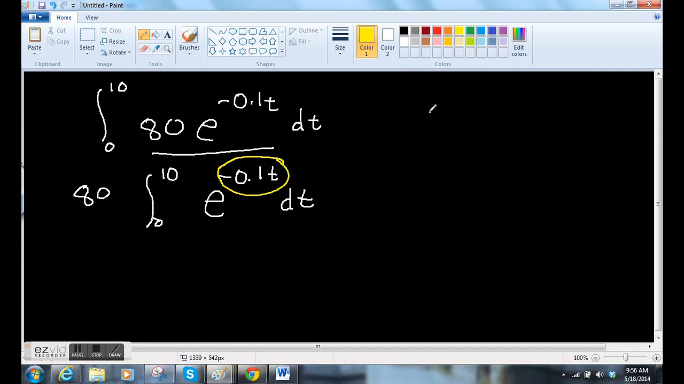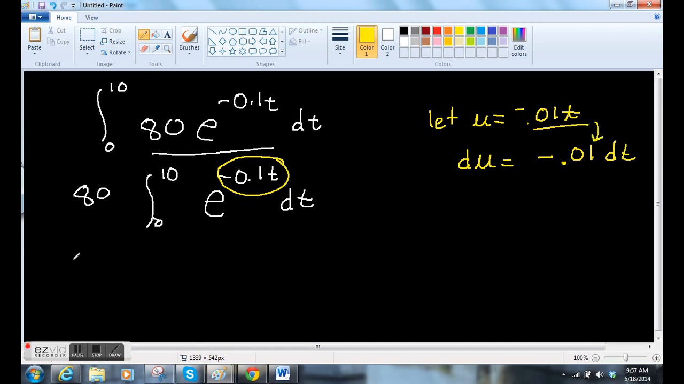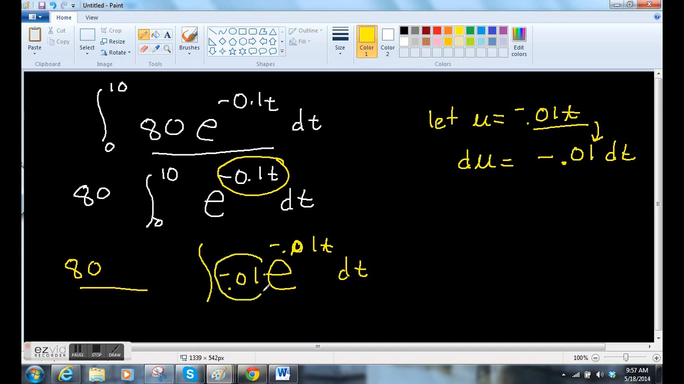So we're going to use our u substitution. Let u equal negative 0.1 t, and then du, the derivative, is negative 0.1 dt. So the derivative of this is just that. How does that help us? Well, we have 80, and e to the u. What we want is a negative 0.1 right there, because then it would be in our perfect formation. But we don't have the minus 1, so in order to have a multiplication of negative 1 right there, we have to divide by negative 0.1. Right there.